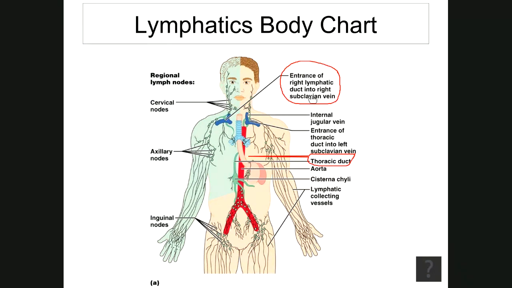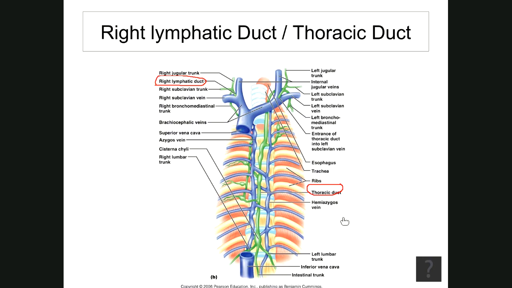So let's look over on another page. You can see a little better. Here's the thoracic duct here. A lot of your lower lymphatics join to form this one, and it's going to come up here and empty into the left subclavian. And you look at the right lymphatic duct, and the right lymphatic duct is going to collect from the right side of the body above the diaphragm and drains into the right subclavian.